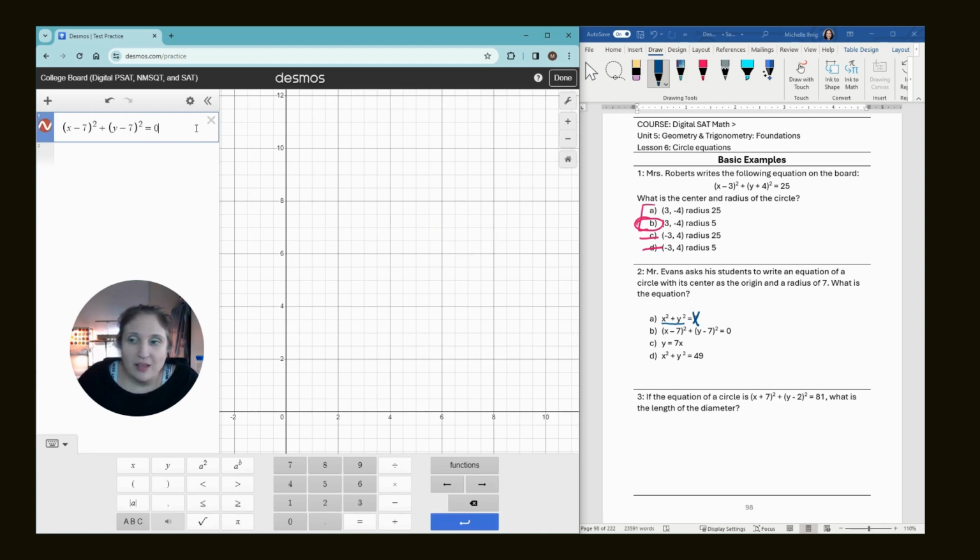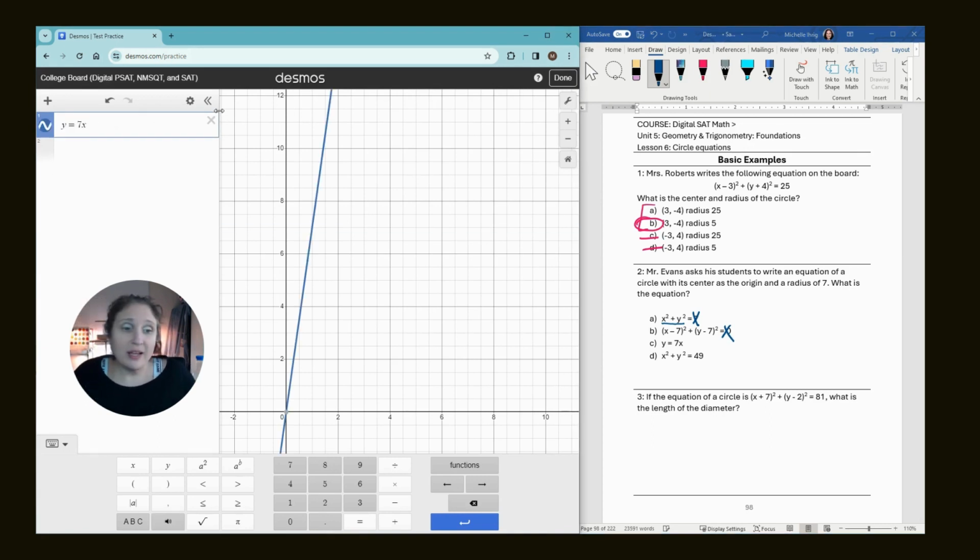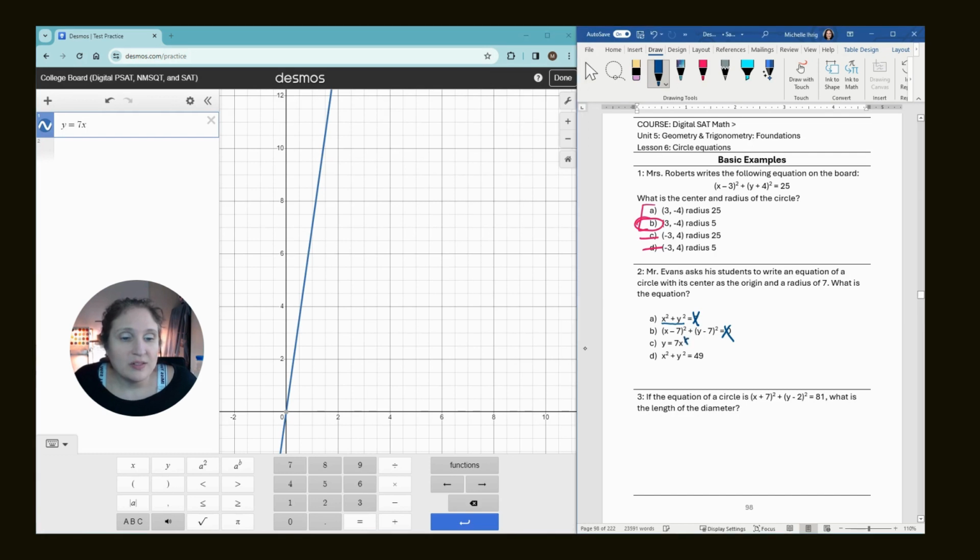But with it equaling 0, the circle doesn't exist. It doesn't have a radius. So it's not that answer. y equals 7x is a straight line. So it's not that answer. So this is our correct answer. And the reason is the formula is (x - h) squared, where the h is the x coordinate, plus (y - k) squared equals the radius squared. So we should have just right away been like 7 squared is 49.